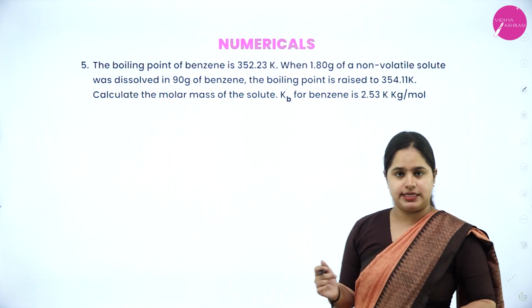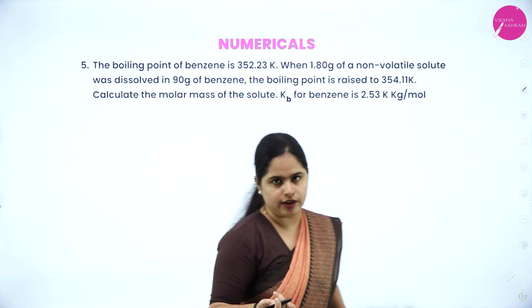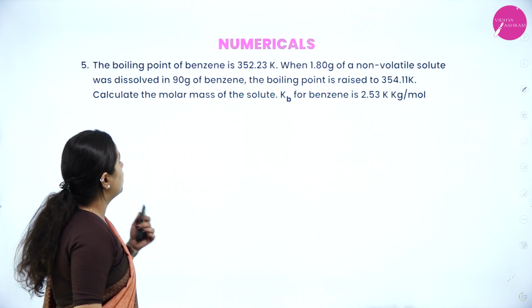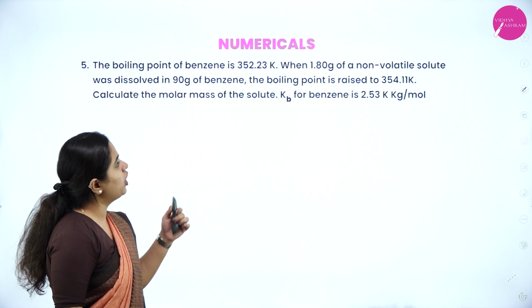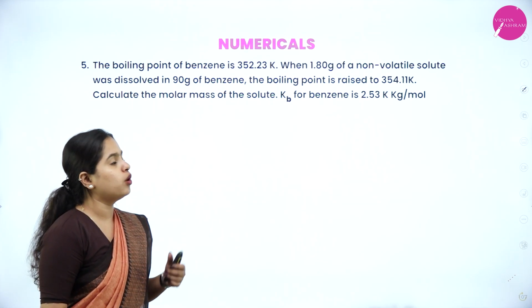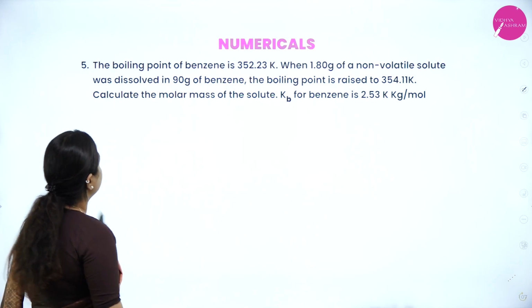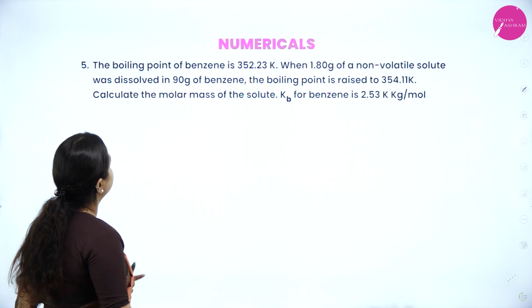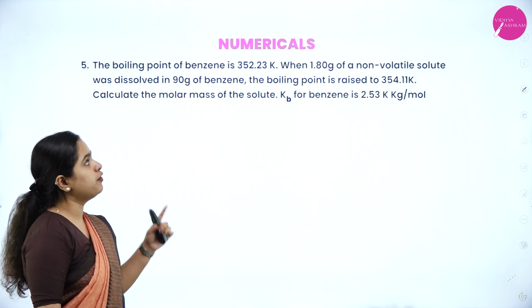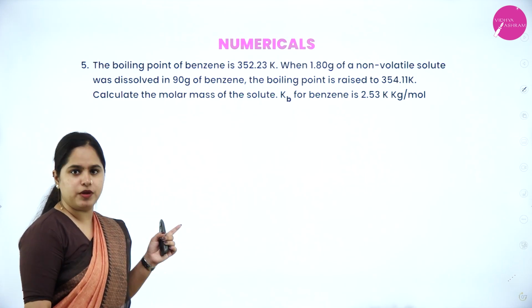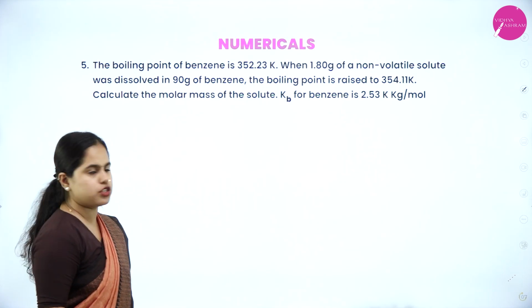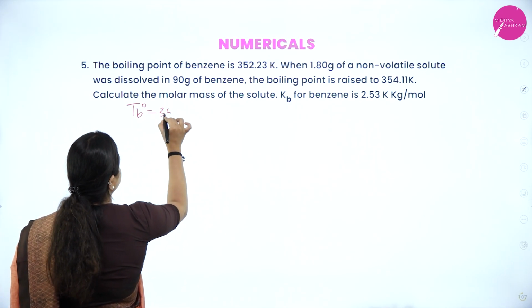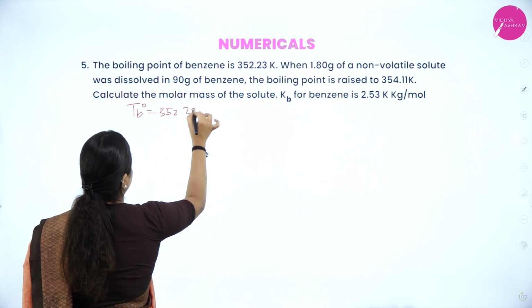The boiling point of benzene is 353.23 Kelvin. Now, when 1.80 gram of non-volatile solute was dissolved in 90 gram of benzene, the boiling point is raised to 354.11 Kelvin. You have to calculate the molar mass of the solute. Kb is given here. The boiling point of benzene is 352.23, before adding the solute, that is of the pure solvent. So, the boiling point, that is Tb naught, is given as 352.23 Kelvin.